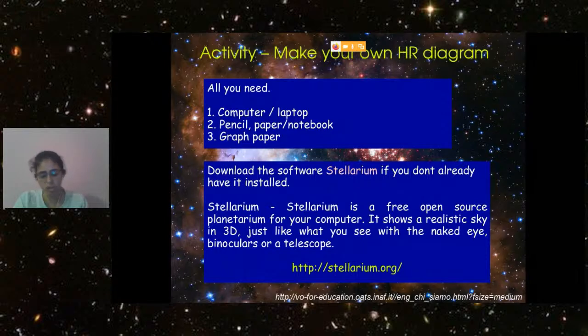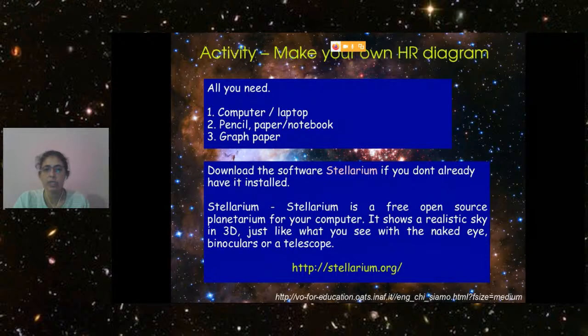See, as astronomers, what we usually do is we measure the brightness of stars, we do a lot of data analysis and so on. But since many of you would like to do it more like an activity, if you know the luminosity and effective temperature of stars, you should be able to make this. Thankfully there is this very nice software called Stellarium, which gives us a lot of information about stars. Anyway, if you want to do this, all you need is a computer or a laptop, and of course pencil, paper or notebook, and a graph paper.